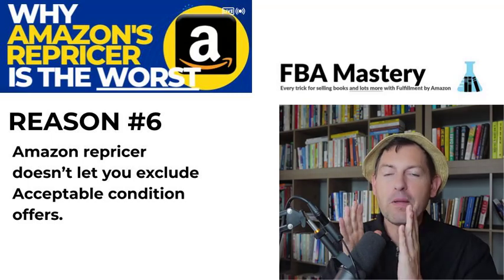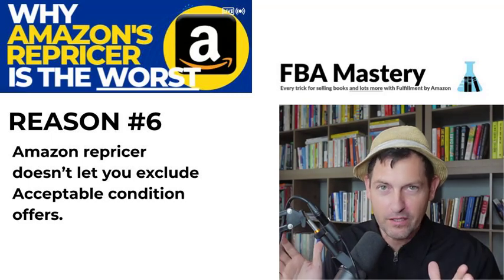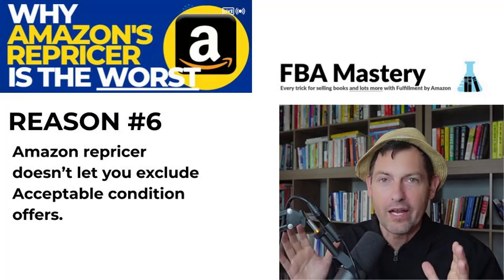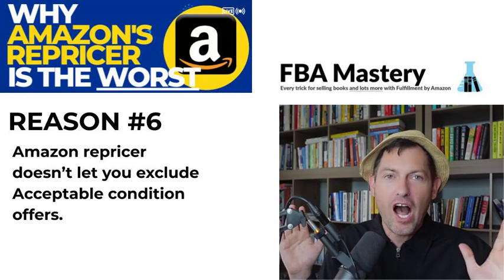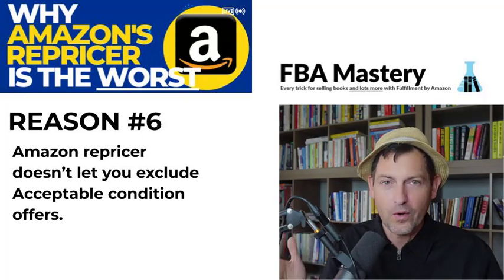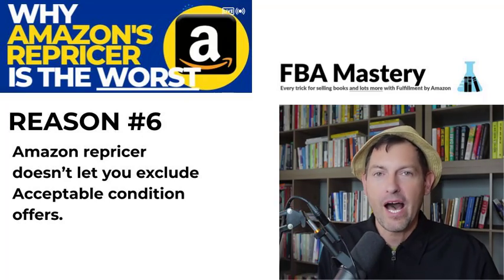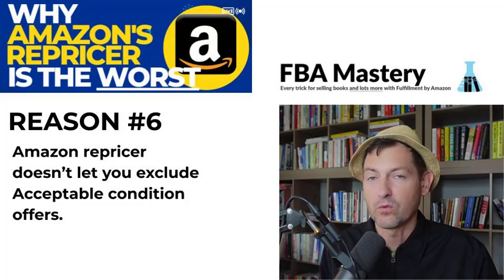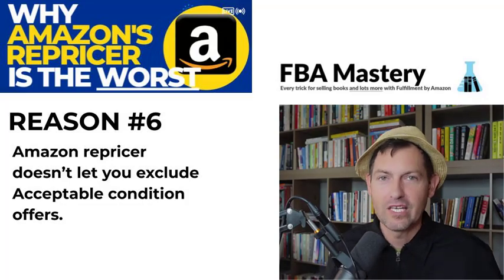Completely insane. It would be impossible for Amazon to build its Repricer with an omission this glaring unless they literally talked to 0 Amazon sellers while they were making it. It's so crazy. It would be so simple to add a little checkbox that said just exclude acceptable condition from this rule and nothing else. They didn't even bother to do that.